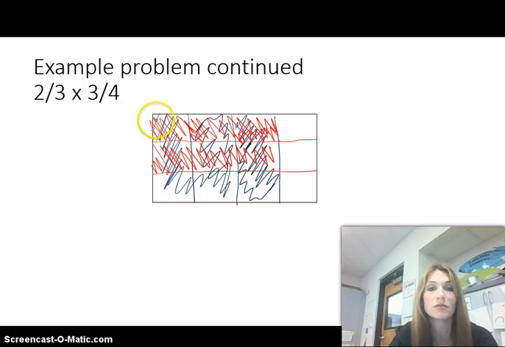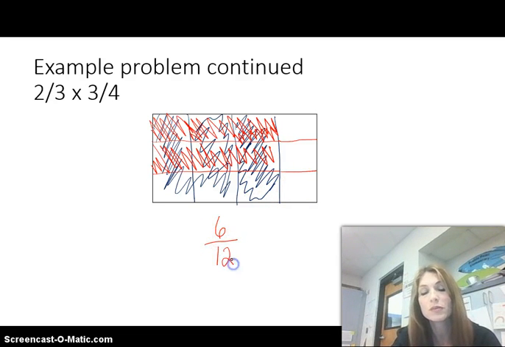What is 2/3 times 3/4? Well, if I look at this and I see the ones that have been colored in both blue and red, I'm going to count those. 1, 2, 3, 4, 5, 6. So this would tell me that my numerator is going to be 6, and then I need to look and see how many total pieces this was divided into. 1, 2, 3, 4, 5, 6, 7, 8, 9, 10, 11, 12.